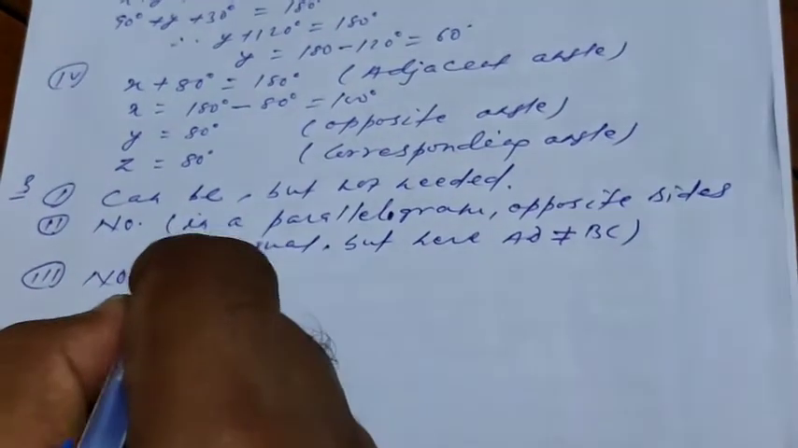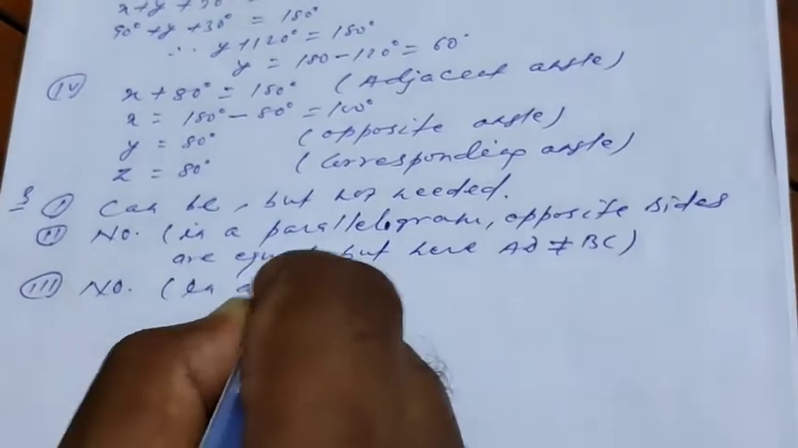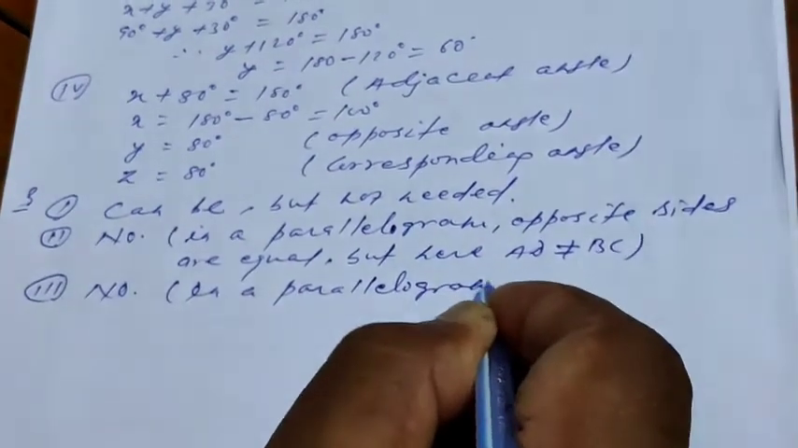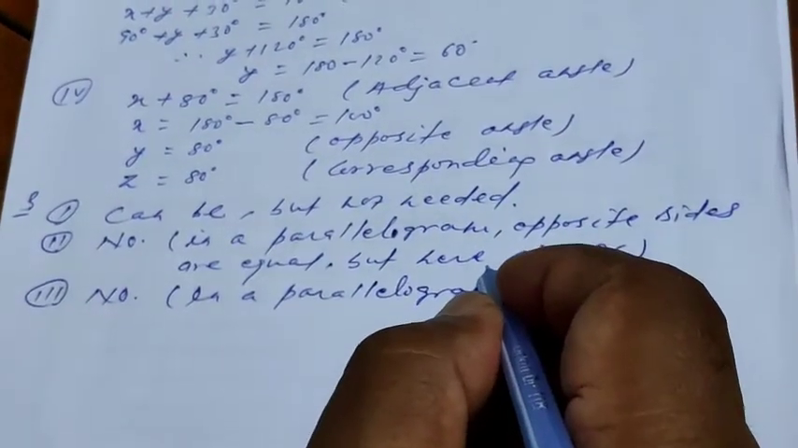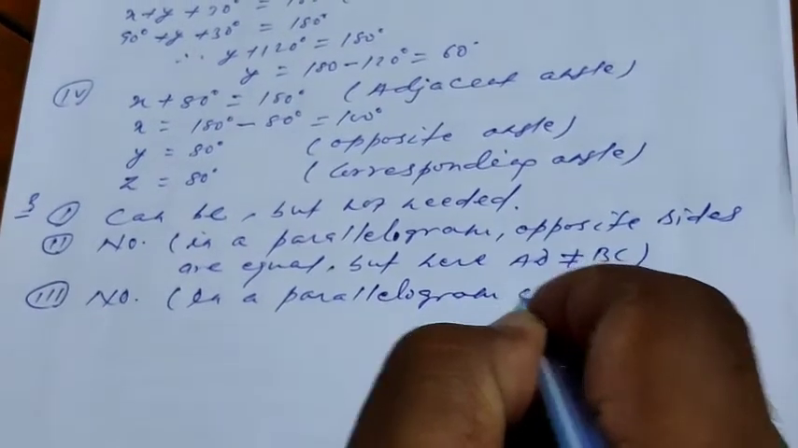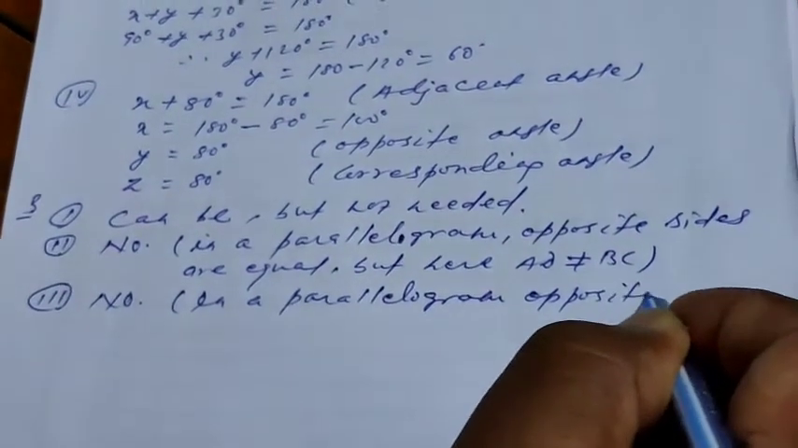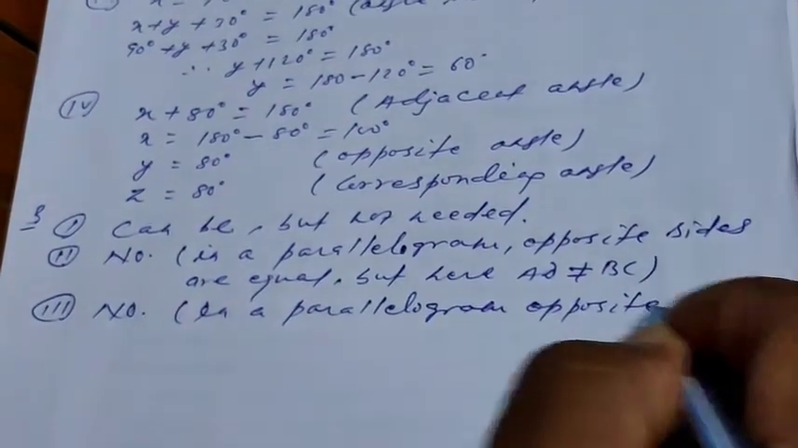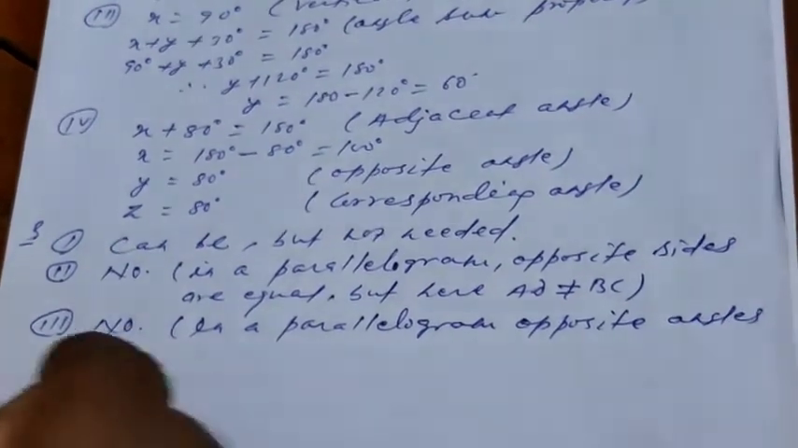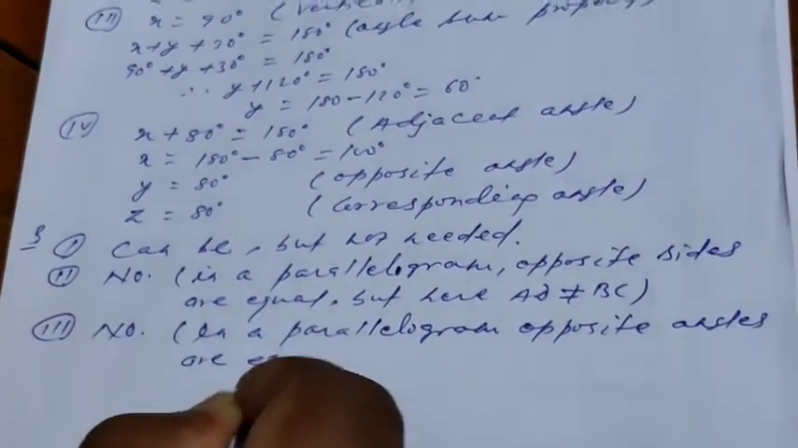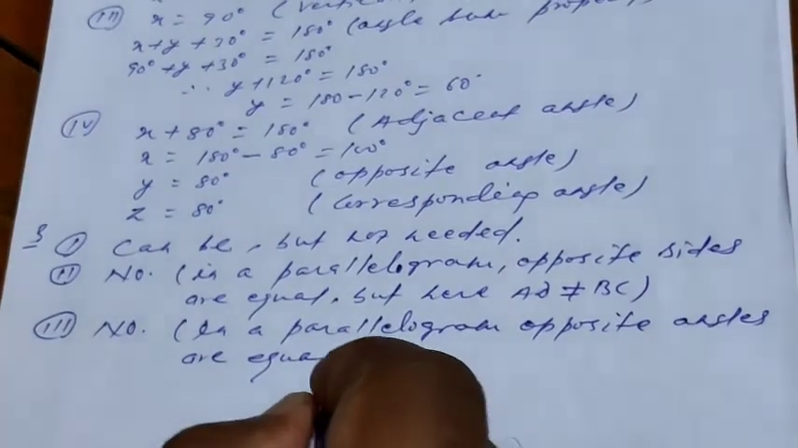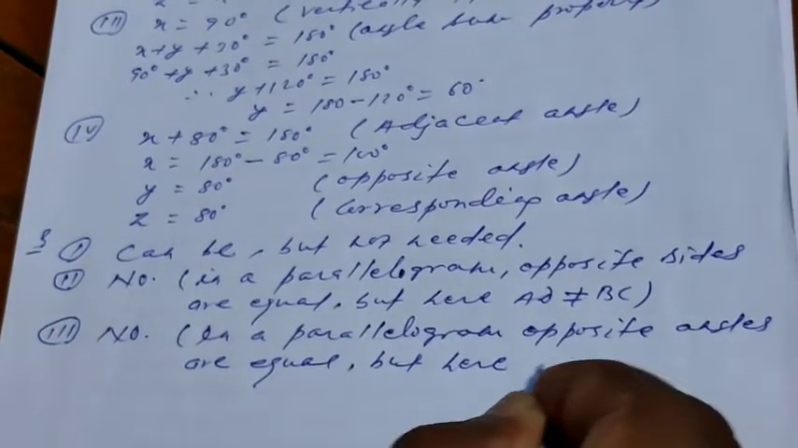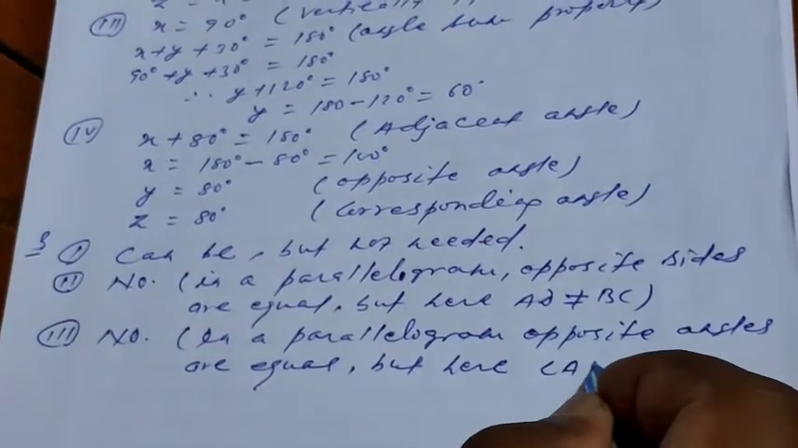In a parallelogram, opposite angles are equal, but here angle A is not equal to angle C.